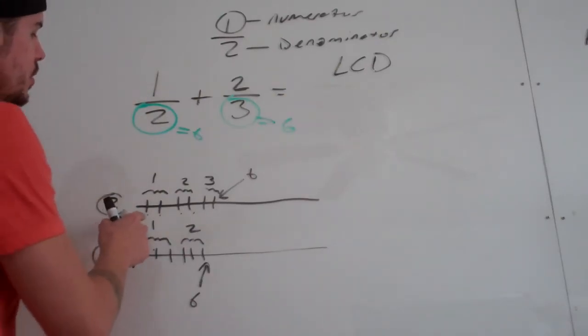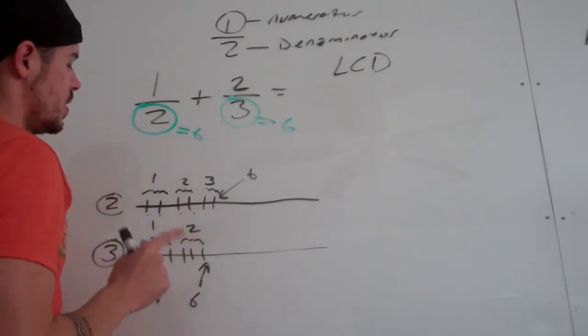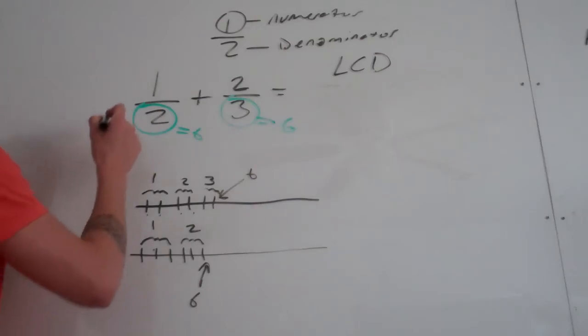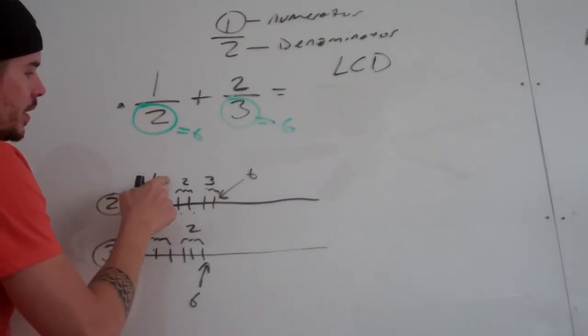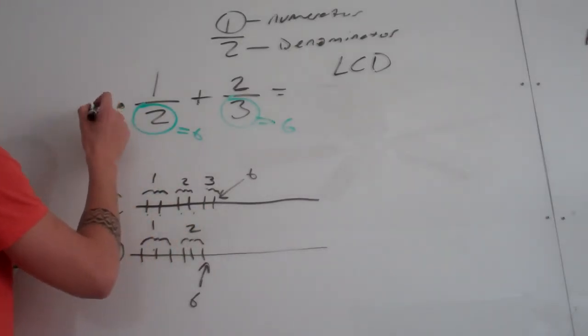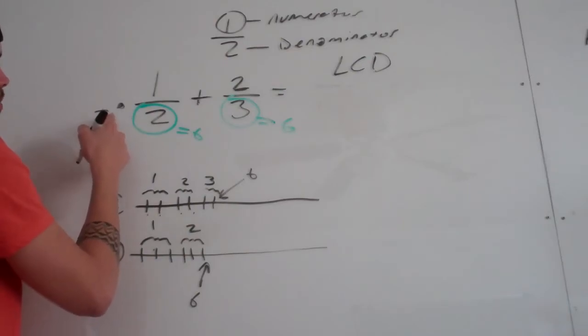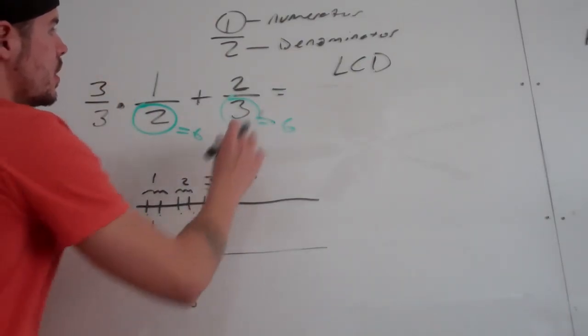So what did we do here? We actually added 1, 2, 3 groups of 2. So that means that we have to multiply this side right here by 1, 2, 3 groups of 2. So I multiply the bottom by 3 and the top by 3 as well.